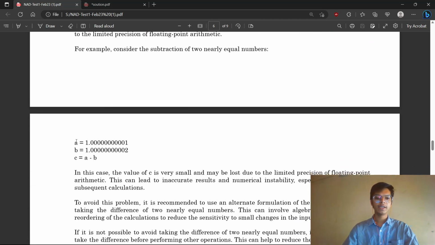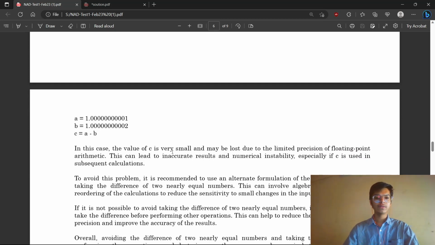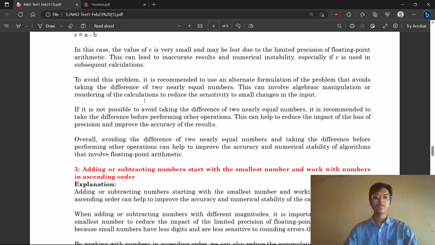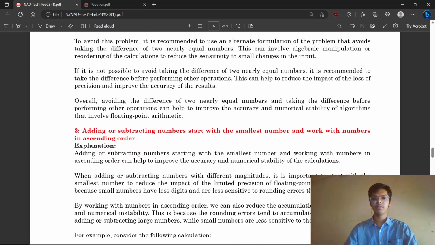For example, if we take a equals 1.000001 and b equals 1.00000002, then the value of c, which is the result of subtraction between a and b, may be lost due to the limited precision of floating point arithmetic. This can lead to inaccurate results and numerical instability. Thus, to avoid this problem, it is recommended to use an alternate formulation of the problem that avoids taking the direct difference of these two nearly equal numbers.